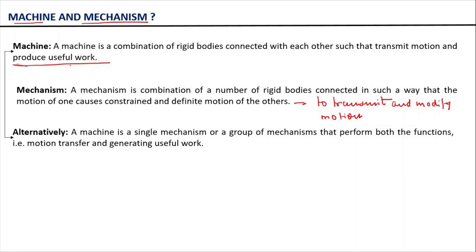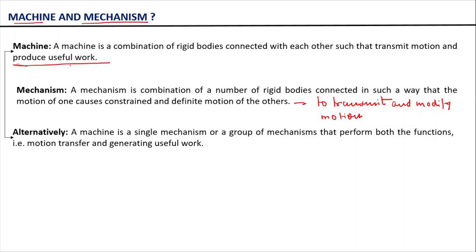Now let us move ahead and see an alternative definition of machine. What exactly is a machine now? Now you can simply define that a machine could be a single mechanism, or it could be a group of mechanisms that perform both the functions. That is, the first function is motion transfer and another function is generating useful work, right? So ultimately, a mechanism is simply a subset of the machine, correct? The purpose of a mechanism is to simply transfer motion. However, the purpose of a machine is to transfer motion as well as generate some useful work, right?